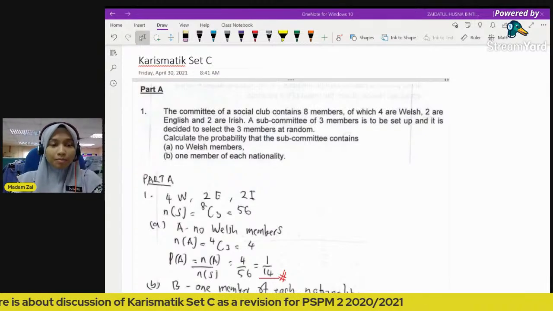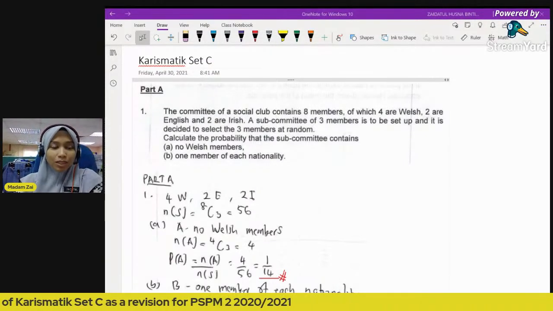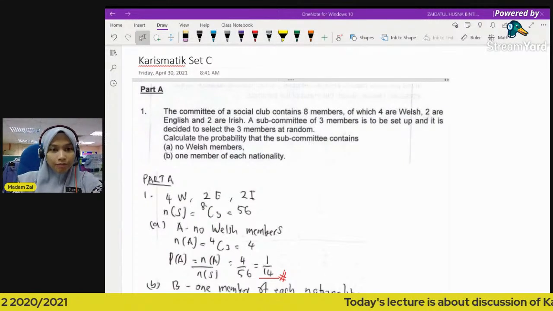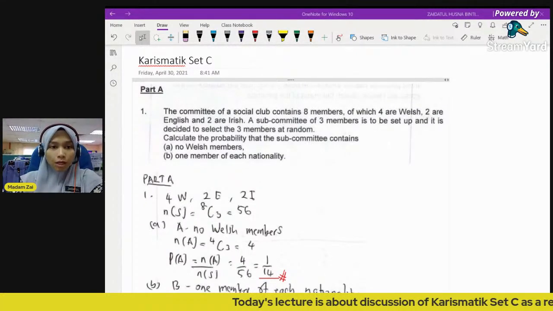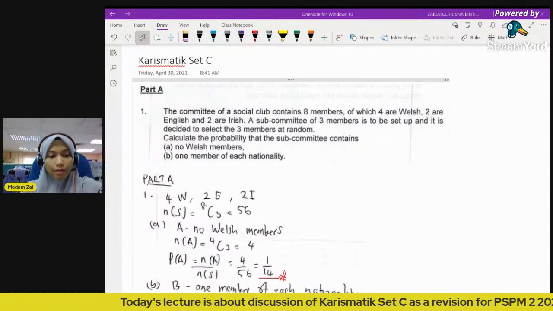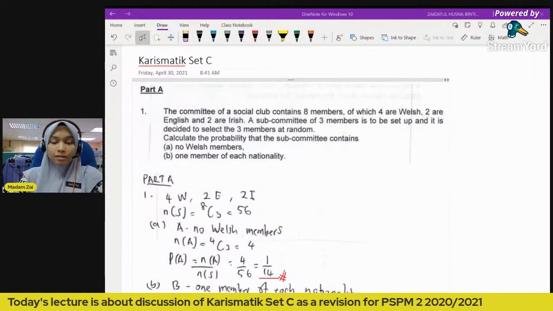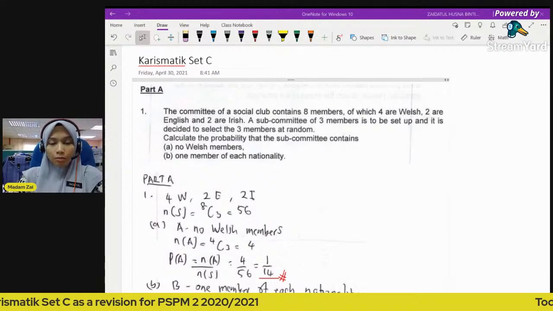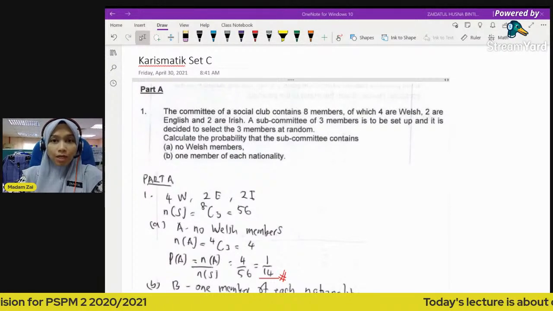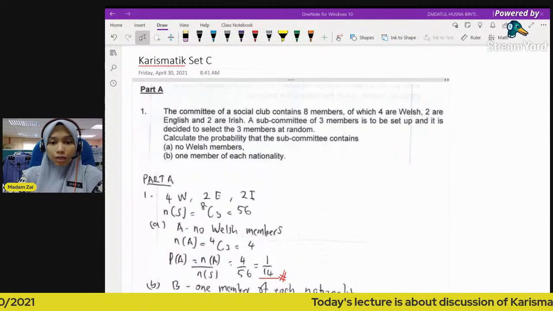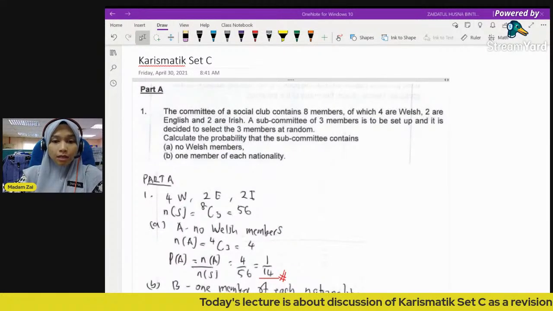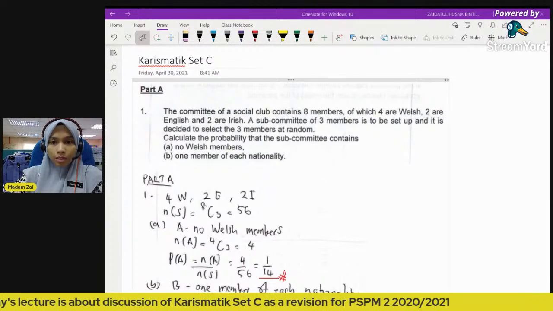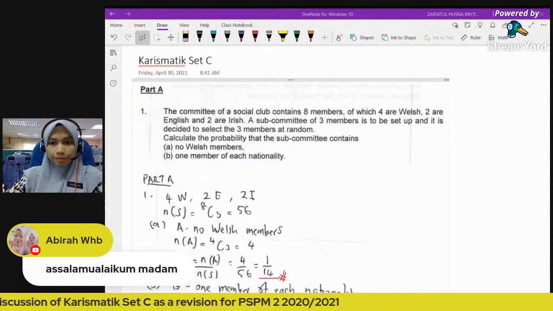Okay, so finally we have come to the last maths lecture for this semester and for the whole session. I hope at this time you are now at least 50% ready to sit for your PSPM that will begin next Tuesday. For today's lecture, I have chosen set C for us to discuss, and this will involve all topics covered for PSPM.